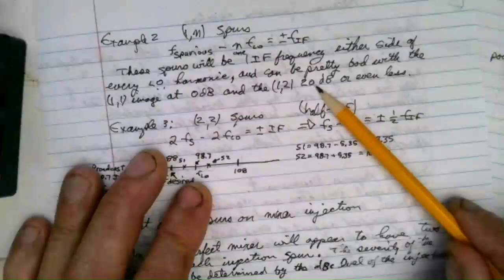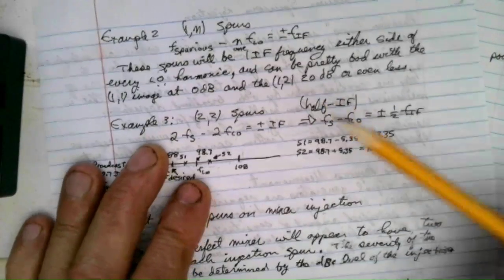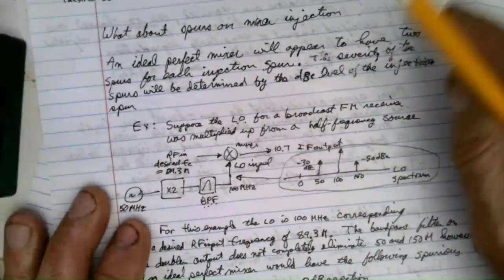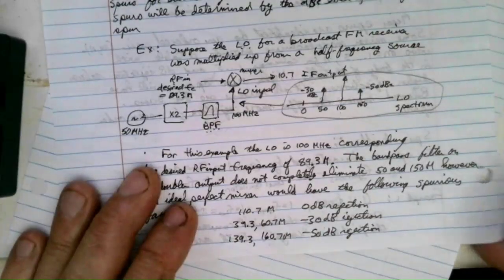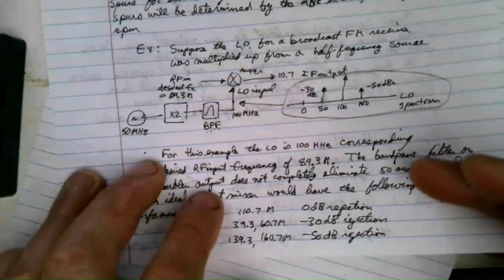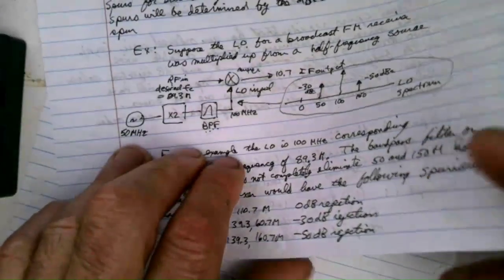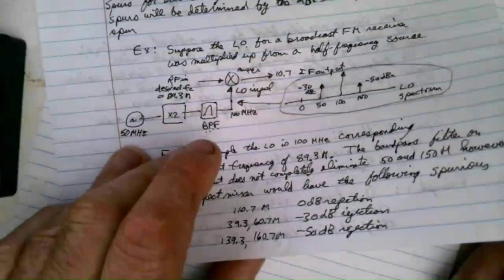So again, that's why it matters, and what you as a designer need to be thinking about when you design a receiver: where your spurs are going to be, which ones you care about, and what you're going to do about them.